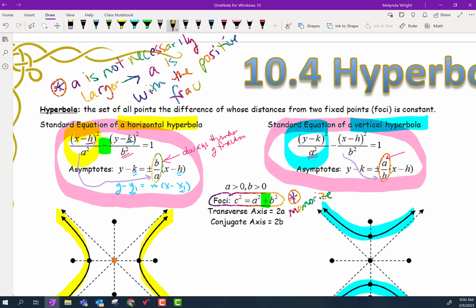The positive fraction carries the weight of everything that happens with the hyperbola. The positive fraction is the most important because it tells us which way the hyperbola pieces are going to open. If the positive fraction has the x in it, it's going to be a horizontal hyperbola. If the positive fraction has a y in it, it's going to be a vertical hyperbola. So that gives us an important amount of information.